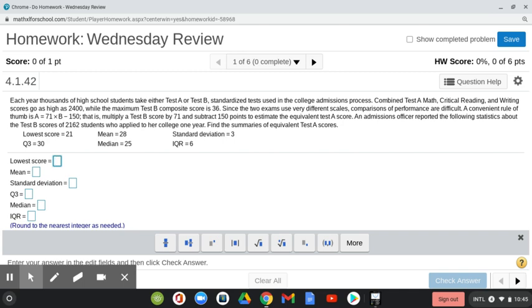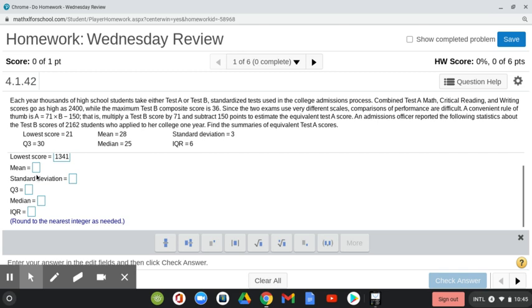So the lowest score is going to be 21 times 71 minus 150. I got 1341 on that. The mean is going to be 28 times 71 minus 150. We got 1838.